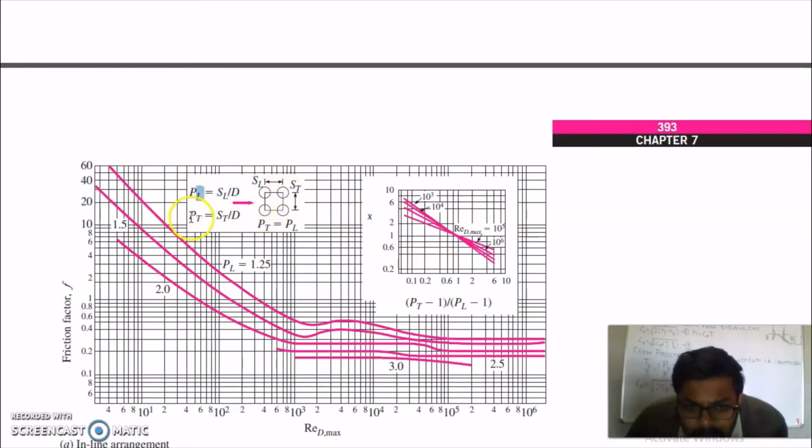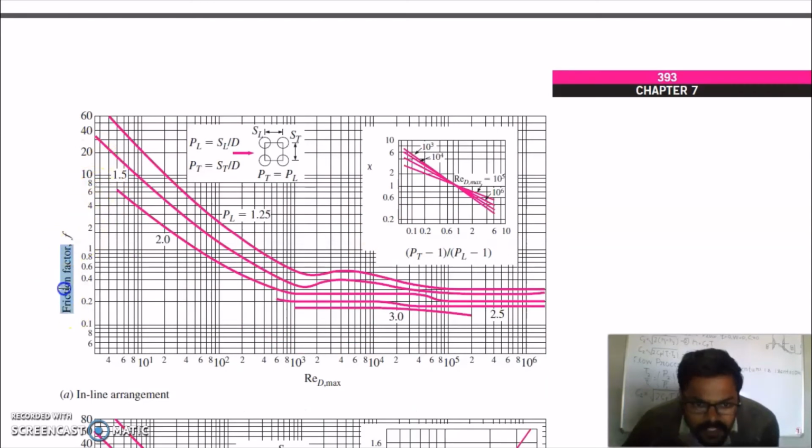If P_T and P_L deviate and are not equal, then we have to use this correction factor to account for that. Say if your P_T increases, you deviate from square towards the rectangular arrangement. If your P_T increases, this overall value will increase, means you will move to this side, and your correction factor will decrease, and vice versa. If your P_T decreases, this value will decrease, you will move to this side and your correction factor will increase. In case of a square arrangement, this correction factor is 1.